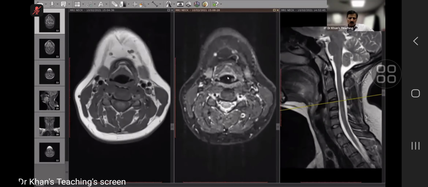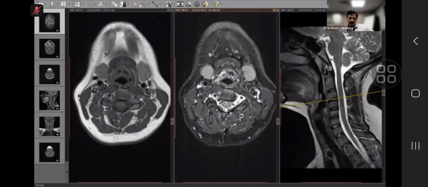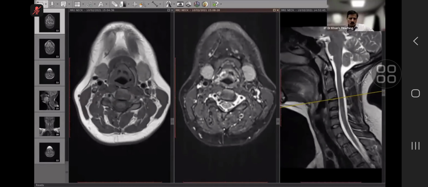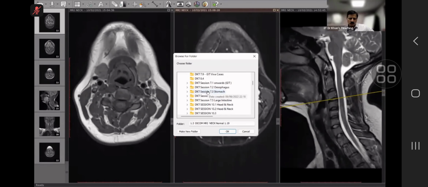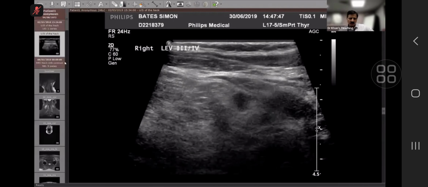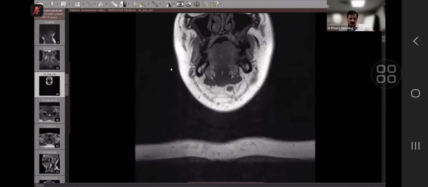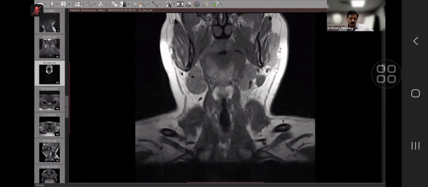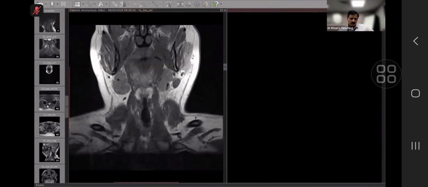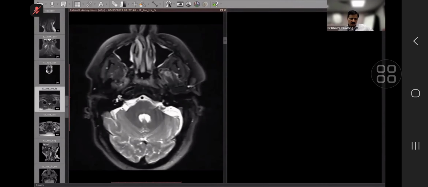So, we just stop here because we have not learned more than that. Now, candidate 2, I'm going to show you an abnormal case. This is palatine tonsil carcinoma.